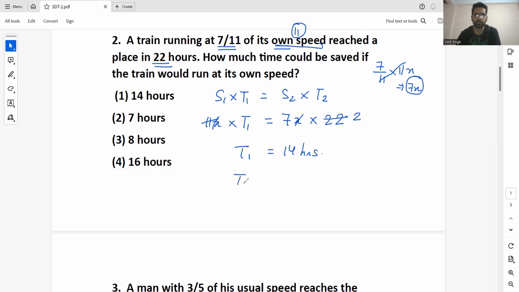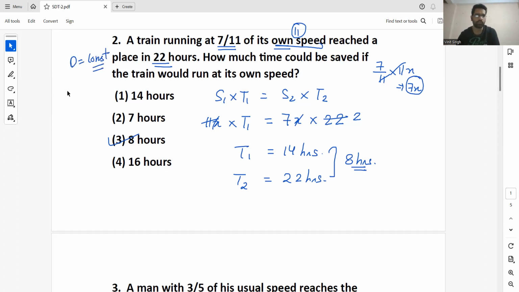Currently it is taking 22 hours. So we have to find how much time could be saved if the train would run at its own speed. 22 minus 14 is equal to 8 hours. So we can save 8 hours if the train moves at its own speed. Getting? Now in this question, distance is constant.